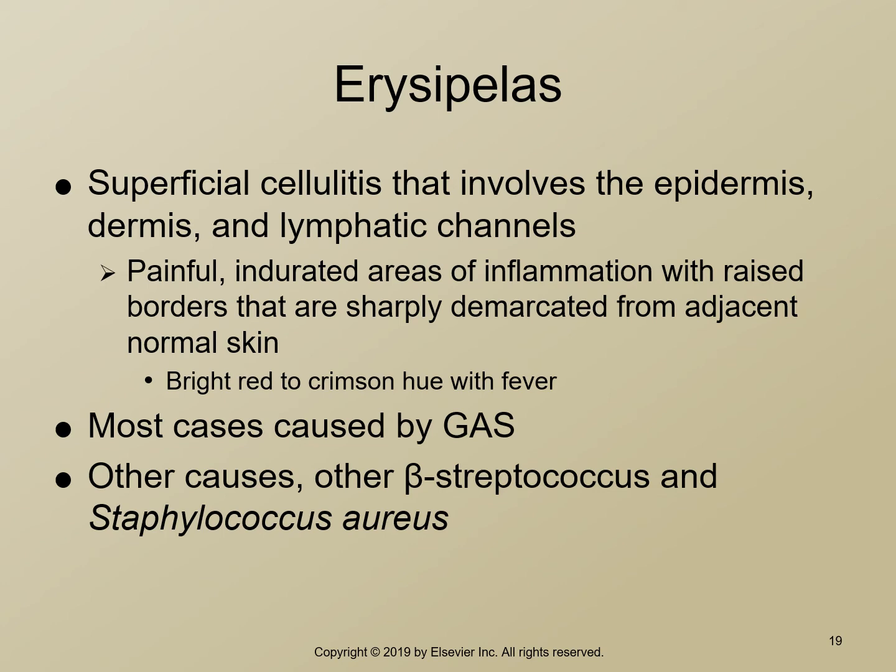Most uncomplicated cases remain confined to the dermis and the lymphatics, but deeper extension can occur with cellulitis, along with abscess formation or necrotizing fasciitis. Bacteremia can also occur in a minority of cases, and it can make this infection potentially life-threatening. Most infections are caused by group A strep, Streptococcus pyogenes, with some infections being caused by other beta-hemolytic streptococci and Staphylococcus aureus.